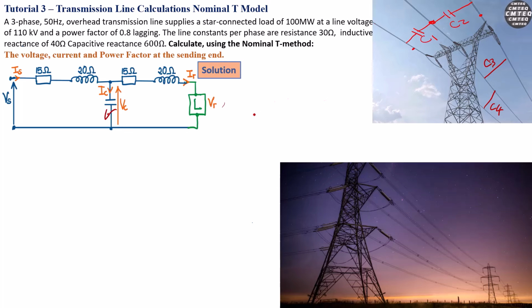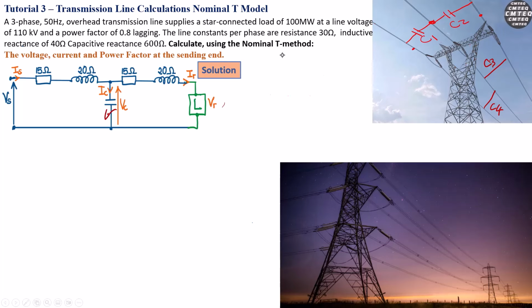Great. Now, having said that, I hope you now have the necessary background information on where this nominal T model is coming from. Now let's start solving this problem. Reading and understanding your problem statement is very crucial to avoid making mistakes, knowing exactly the known and the unknown parameters. So we've got a 3-phase 50 Hertz overhead transmission line like what we're seeing here.